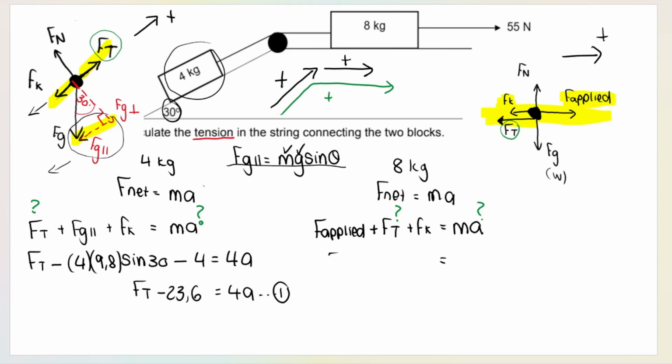F applied is 55, positive because it's going to the right. Tension, I do not know. However, tension is going to the left, so I'm going to substitute it in as minus Ft. Friction is also going to the left, so I'm going to substitute it in as minus, and they gave it to me in the question.